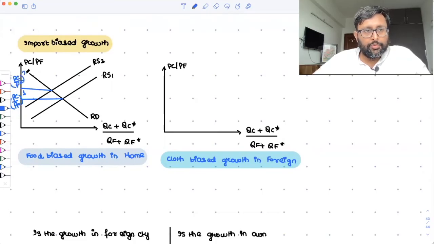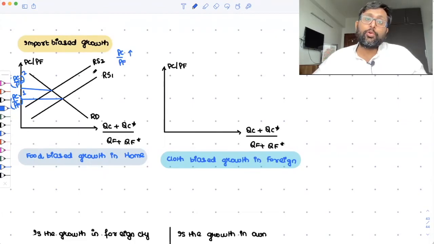PC by PF is going to increase. So what is going to happen? In the home country, PC by PF is increasing. That is, the price of the export good upon the price of the import good is increasing. That means in the home country, terms of trade are increasing because of the import bias growth.